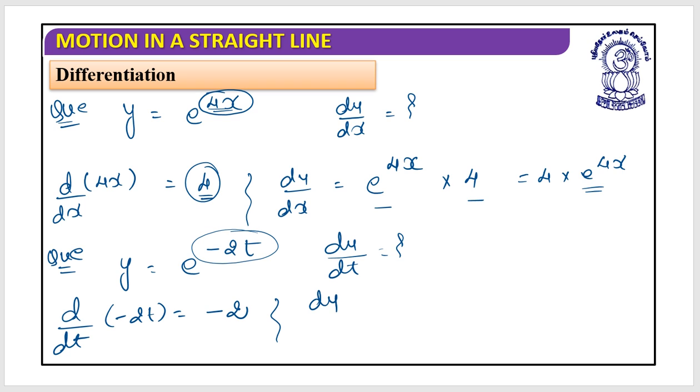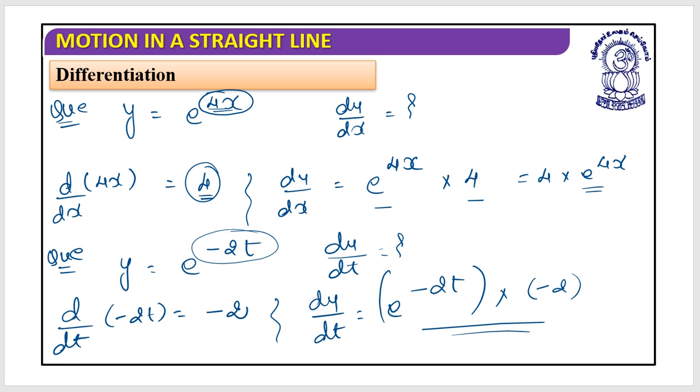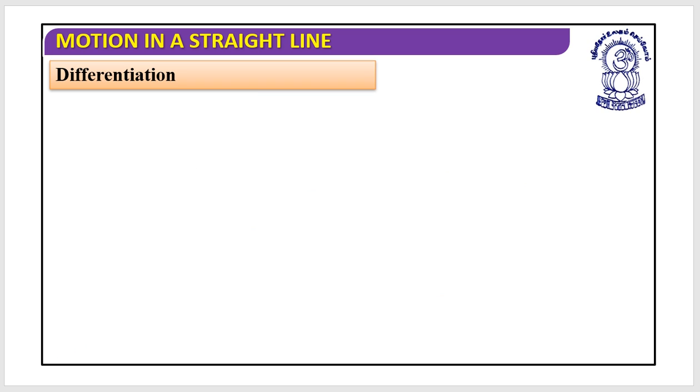Next what you require is dy by dt. This is equal to e to the power minus 2t itself multiplied by minus 2. Do you feel this is interesting? Yes, very interesting. Let's look at the next question.